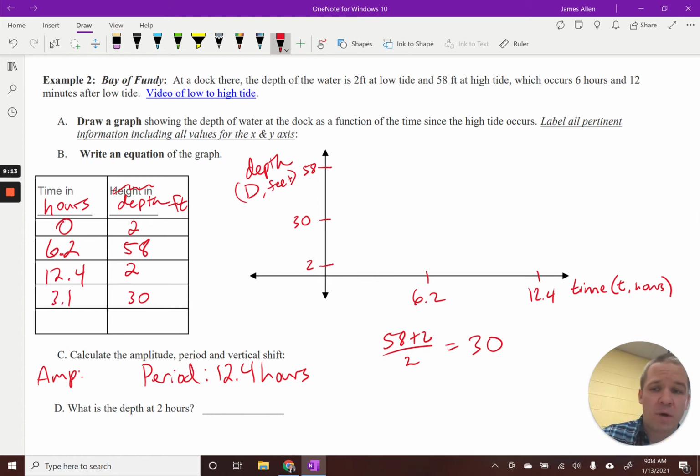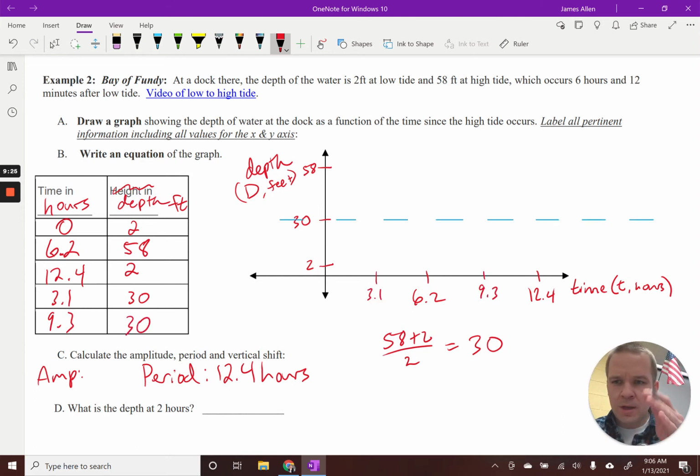So there's another valuable point that we could have there, and we could even also add that between 6.2 and 12.4. So add 3.1 to that, and I would get 9.3. I would also be at 30 once again. Looks like now I've got my midline on there, right? I've scaled out my x-axis, or my t-axis. We're looking good in this graph here.